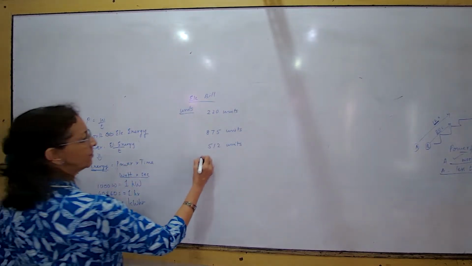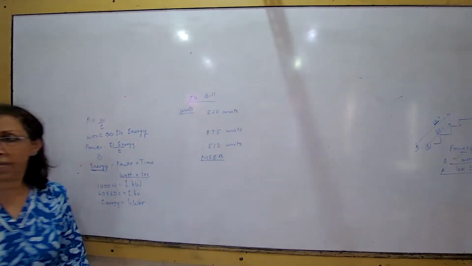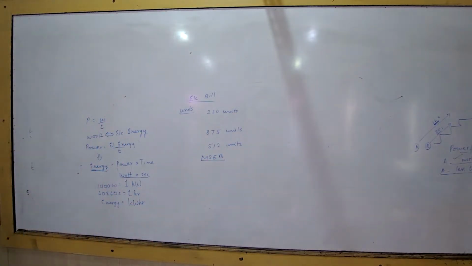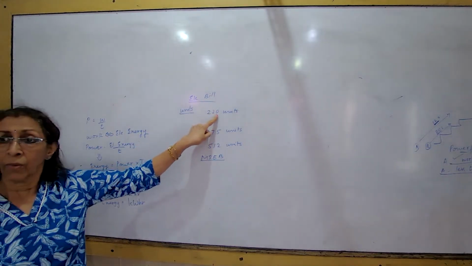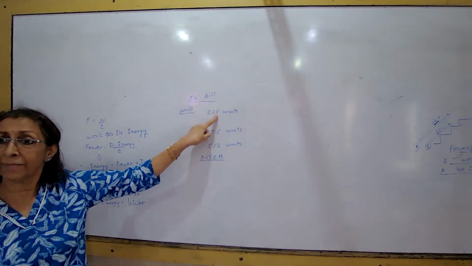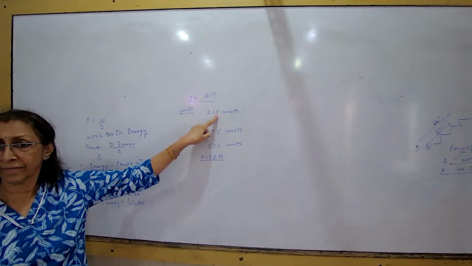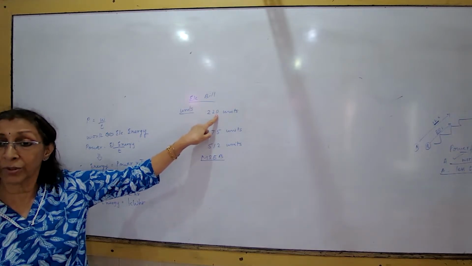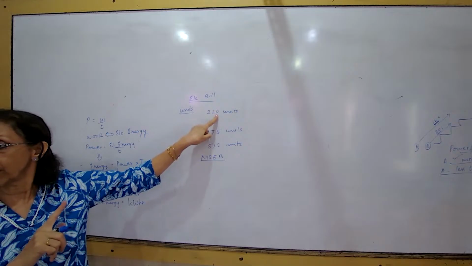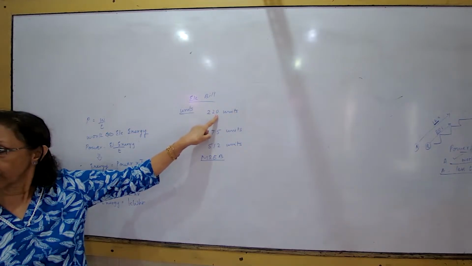Suppose your MSEB is charging you according to these units. They'll say it is at the rate of 4 rupees per unit. Do you understand? Suppose you have consumed 220 units. What is the bill that you have to pay? 220 times 4. How much is that? 880. Isn't it? 4 rupees per unit, and if you have consumed 220 units, obviously you have to pay so much money. Okay, did you understand?